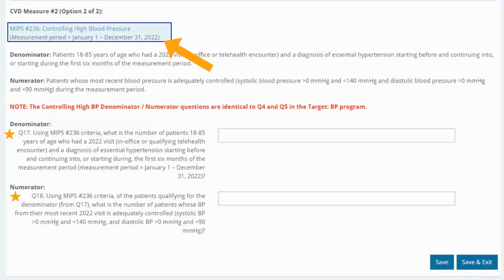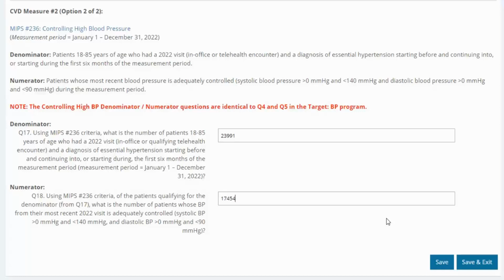Questions 17 and 18 are the denominator and numerator of the MIPS 236 measure. This measure asks for patients diagnosed with essential hypertension whose blood pressure was less than 140/90 millimeters of mercury at their most recent 2022 visit. For full details on this measure, check out our video on how to submit data for Target BP. My demo facility had 991 hypertensive patients. And of those patients, 17,454 showed a blood pressure under 140/90 at their most recent 2022 visit.